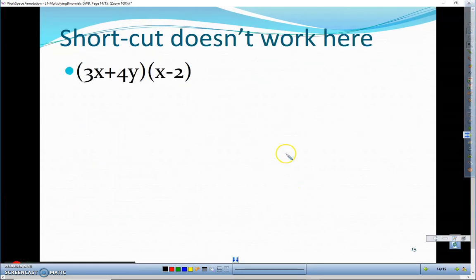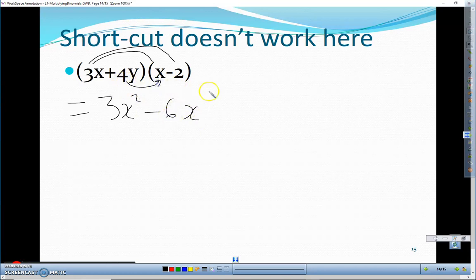Notice that for this question here, the shortcut doesn't work. And that's why you need to know both methods, because the shortcut won't always work in all cases. So this would be equal to 3x squared. 3x times minus 2 is minus 6x. And here we've got 4y times x, which is plus 4xy. 4y times minus 2 is minus 8y. And notice that we can't collect these terms any further because xy and y are different terms. We can't do anything more.